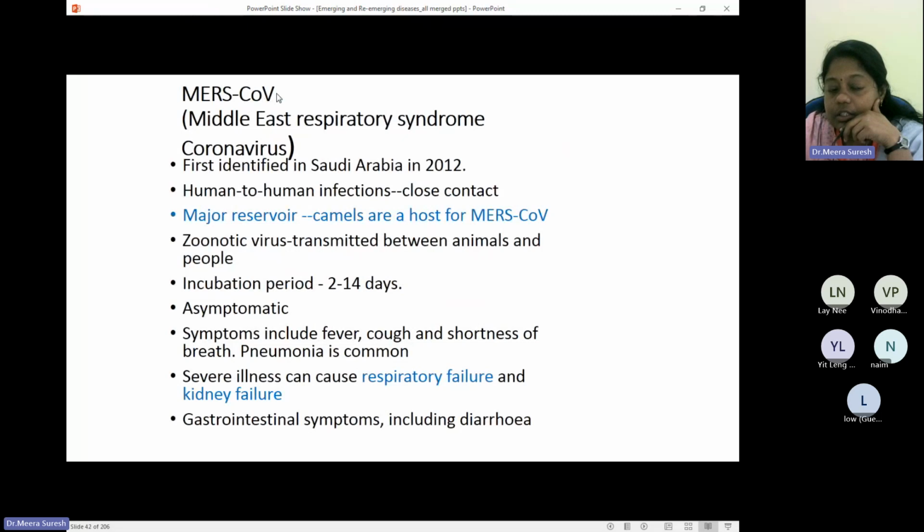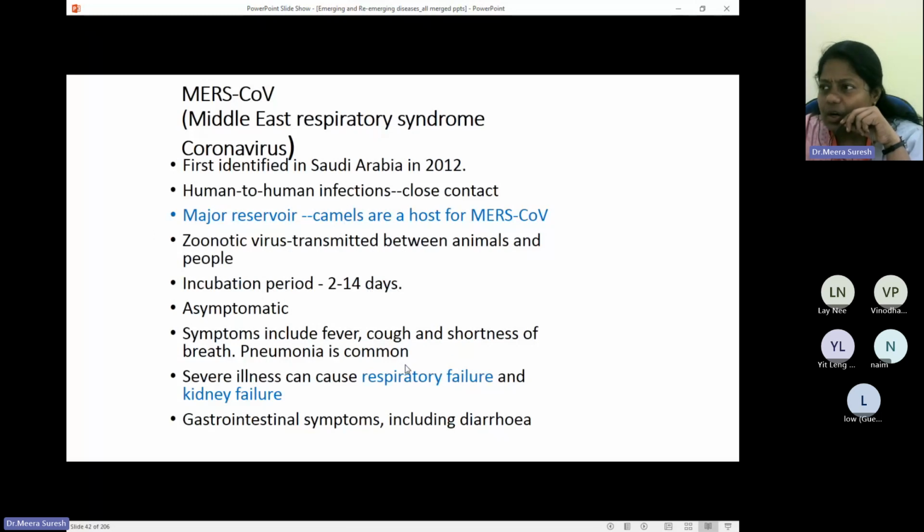In the case of MERS-CoV, it was first identified in Saudi Arabia in 2012. Human to human infection happened due to close contact. The major reservoir was camels, and that is why it got confined to the Middle East. It is a zoonotic virus, transmitted between animals and people. The incubation period was 2 to 14 days.